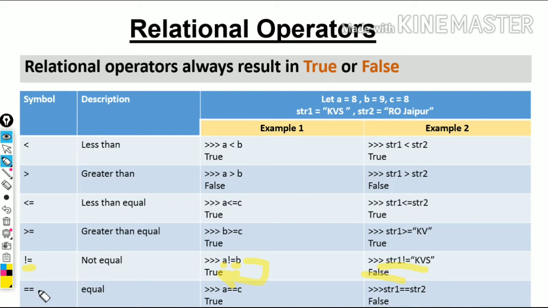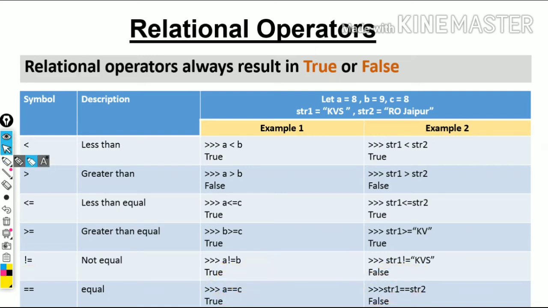Equal to, the equality operator. The equality operator says if both of the numbers, variables, text or strings are equal, then it returns true. In this case, a contains 8, c contains 8, both are equal. Yes, both are equal. In the context of strings, in this example str1 contains kvs, str2 contains ro Jaipur, so both are not equal. In this statement, it is showing str1 equal to str2, so the answer will be false. Here we have discussed different relational operators.